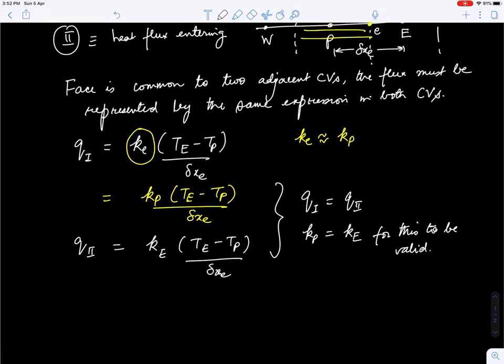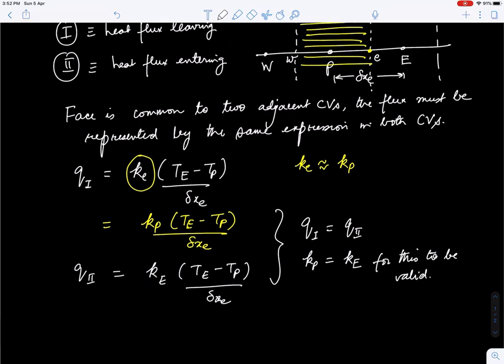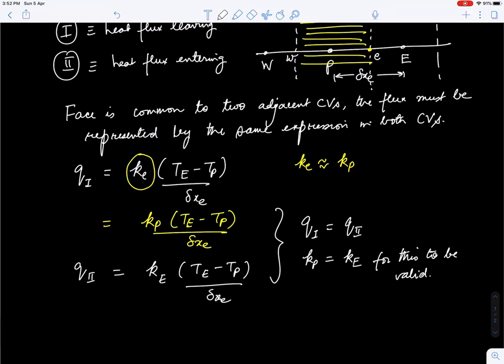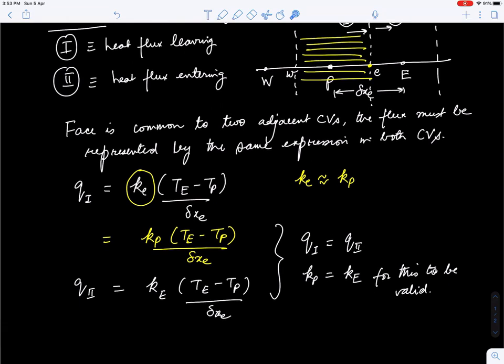Right? So I can also do the same thing on the upstream side, on the W phase, and I can say that the only way this approximation, approximating the interface value of conductivity by the nodal value of conductivity in the cell, will work is when you have a uniform conductivity material. Otherwise, what we will have is a mismatch of flux coming in and going out.